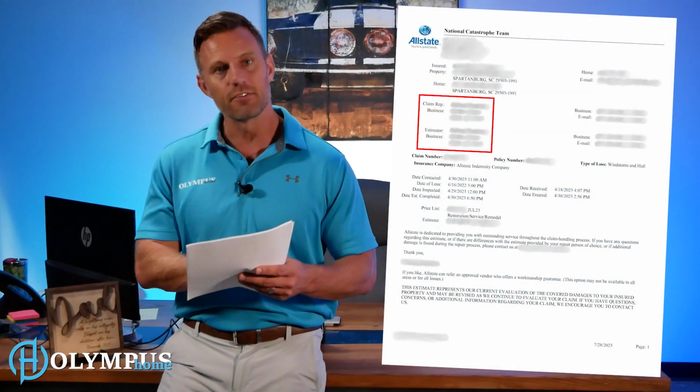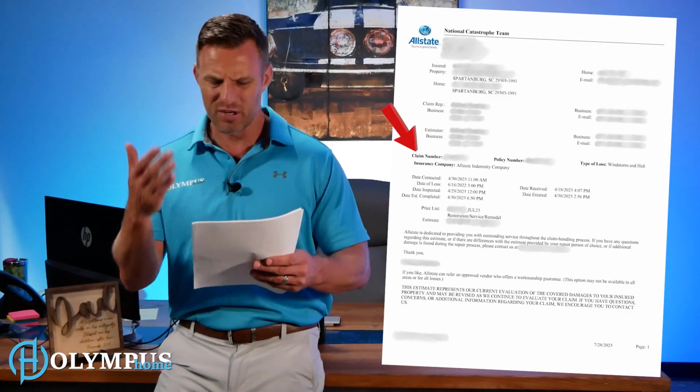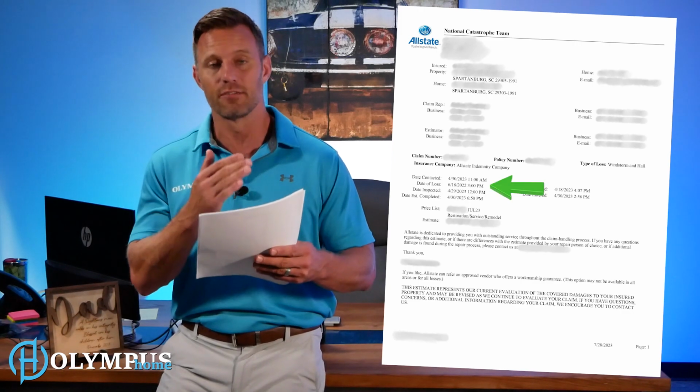Now, the first page here is typically just an introductory page. It's going to have a lot of different information on there. It's going to have contact information for your adjuster, for the claim representative. It's going to have your claim number, your policy information. One thing to pay attention to is the date of loss. Now, this page layout could be laid out differently between different insurance companies, but all the information is going to be there regardless of what insurance company you have.